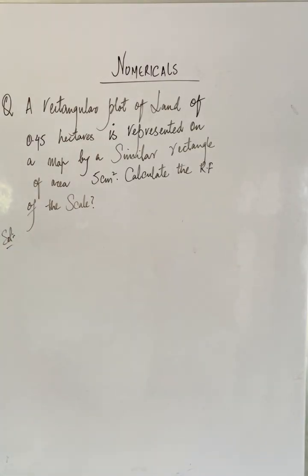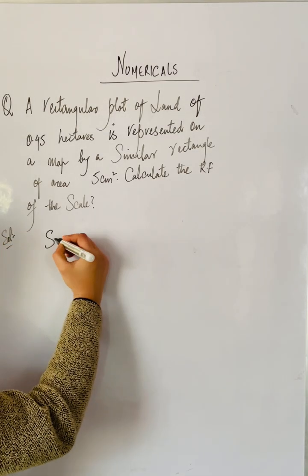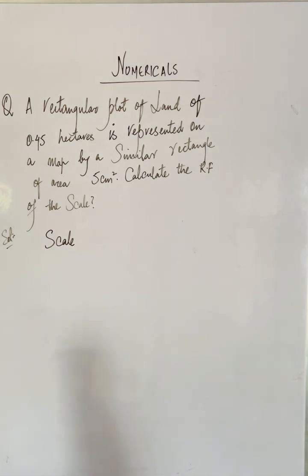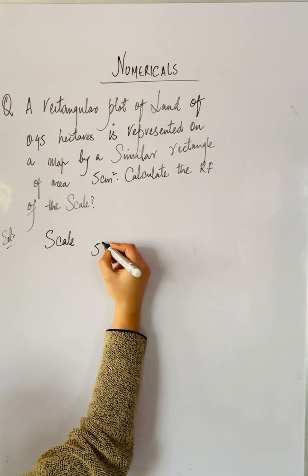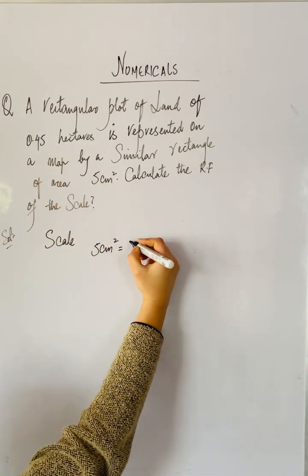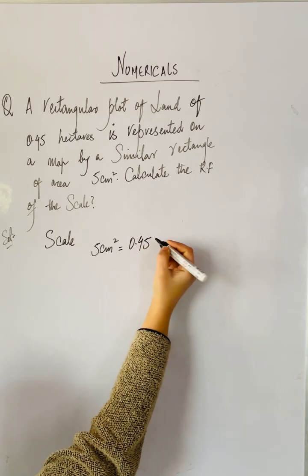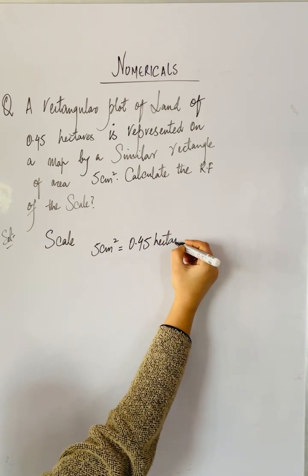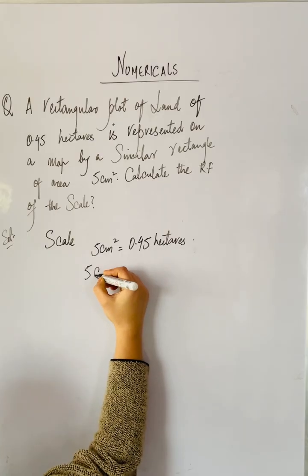The question is, a rectangular plot of land 0.45 hectares is represented on a map by a similar rectangle of area 5 centimeters square. We have to calculate the representative fraction of the scale. Right? Scale is given that 5 centimeter square represents 0.45 hectares on the ground.